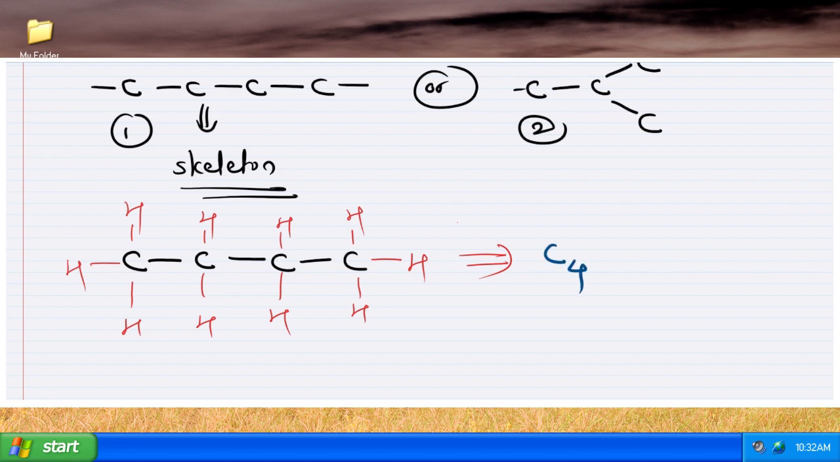So we can write it as C4. How many hydrogens are there? 1, 2, 3, 4, 5, 6, 7, 8, 9, 10. C4H10. This is the butane.